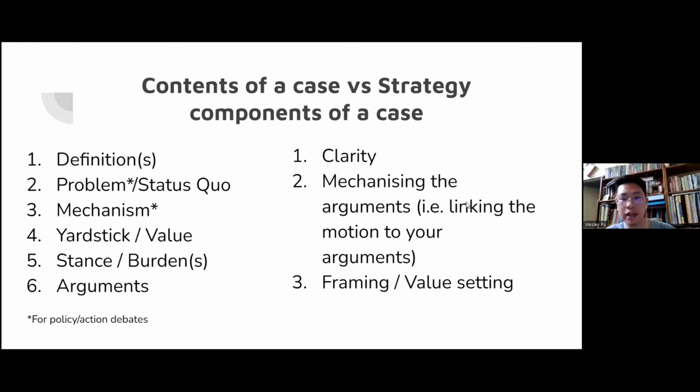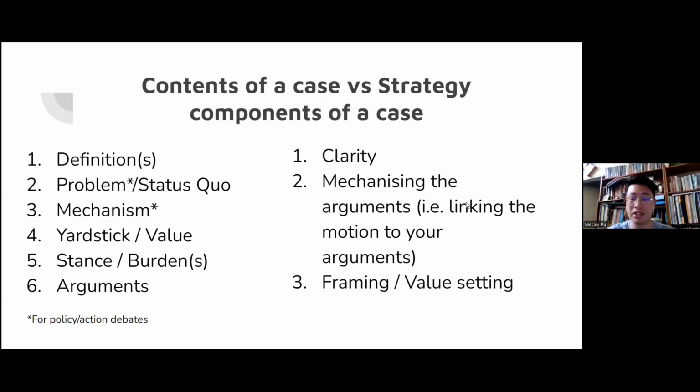All right. So let's talk about the contents of a case. This is what we call strategic components of a case. So the contents of a case is basically what Yang talked to you about for the better part of an hour just now, which was things like definitions, problems and status quo, mechanisms, yardstick, stance, argument. These are just the cookie cutter ways that you follow step by step as to how to make a case and how to fill in all the gaps of a case that is necessary. You need a mechanism for policy debates, you need a problem, you need to evaluate what your burden is to prove, and you need to give several arguments. But that's not what we're talking about.